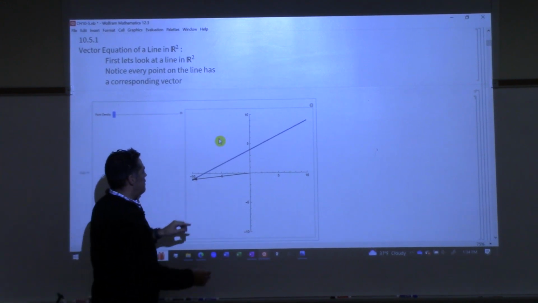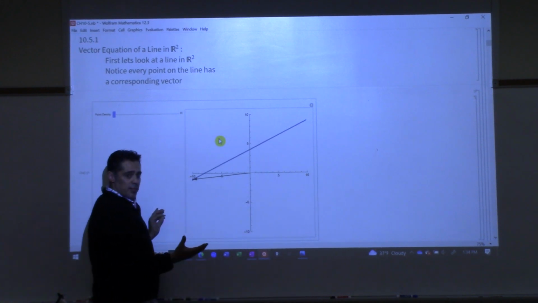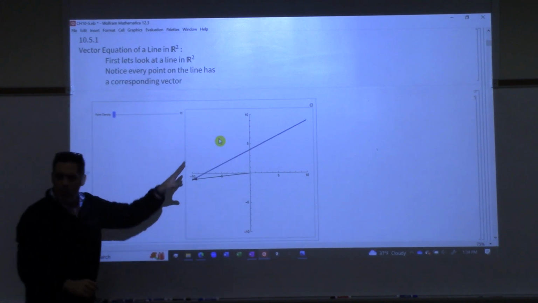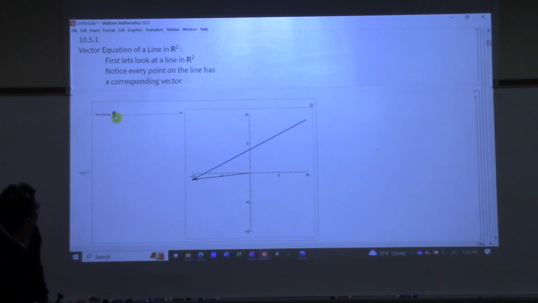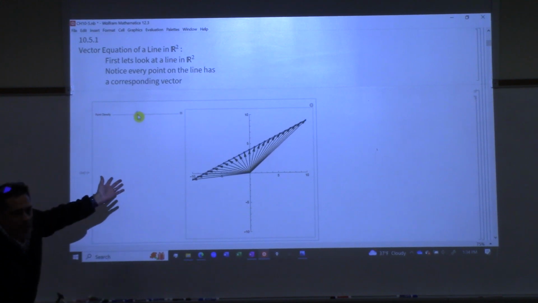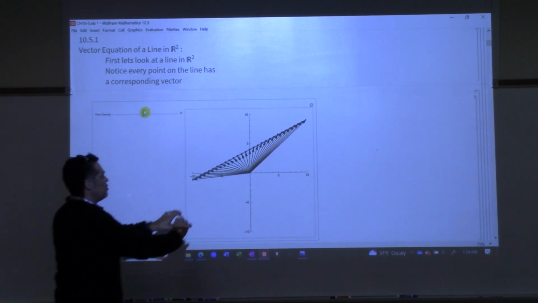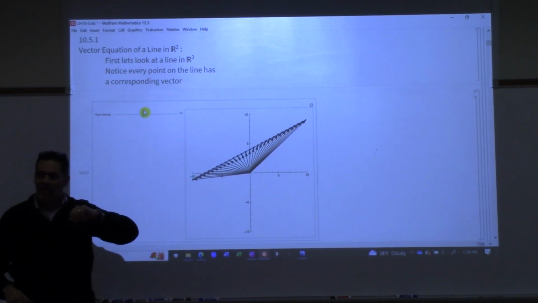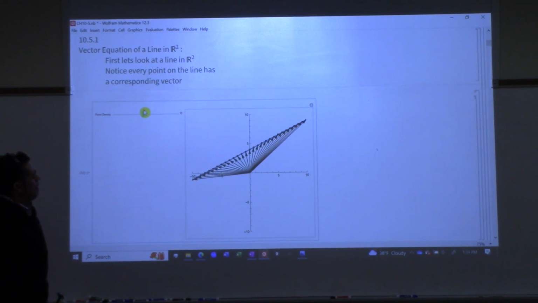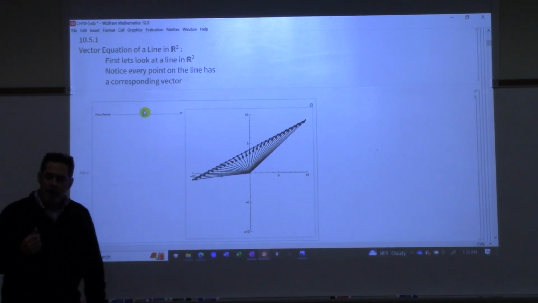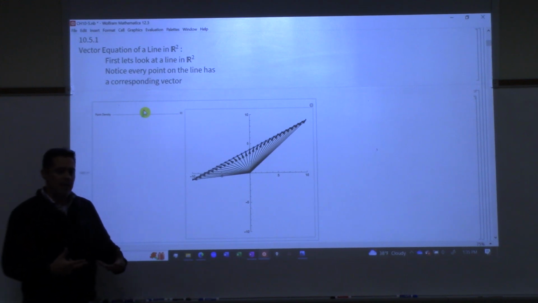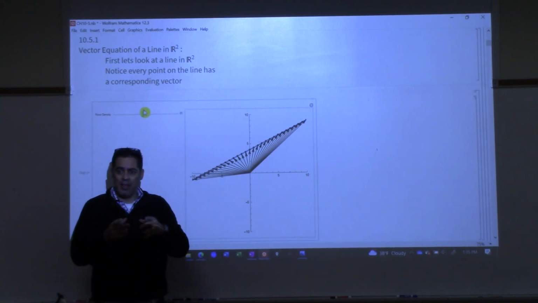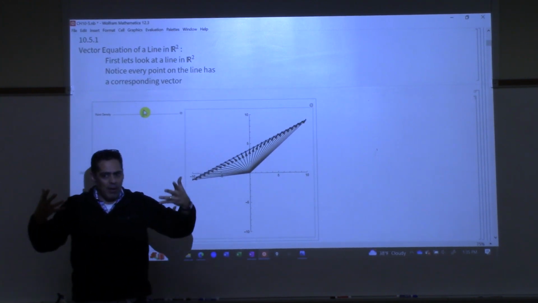First, we want to notice that for every point on this line, there is a vector that goes from the origin to every point on the line, right? Every point on that line has a vector that goes with it. Now, there are infinitely many vectors, but all those vectors point to all the points on that line. So we're going to define a line for us now to be those vectors. Instead of those points, it's going to be the vectors that point to all the points. That's going to be our definition of a line.